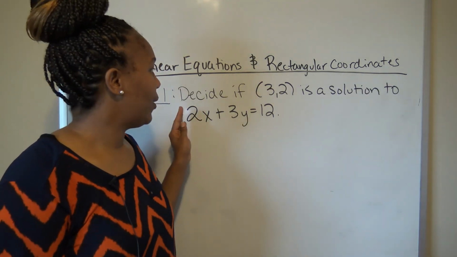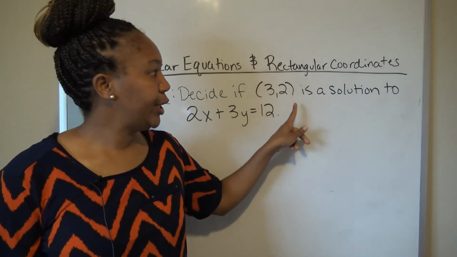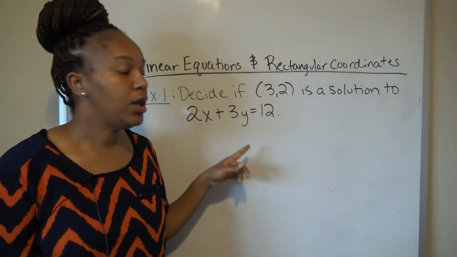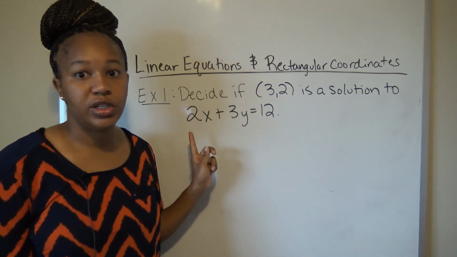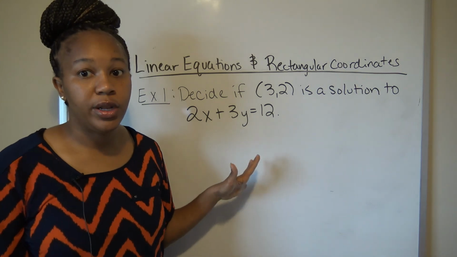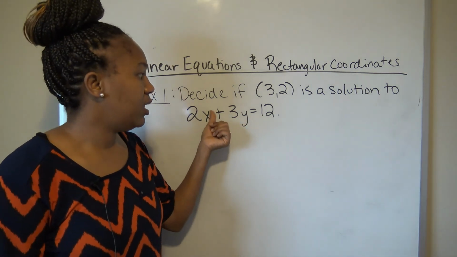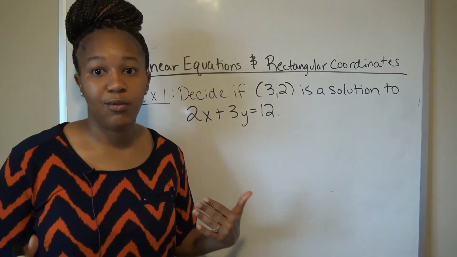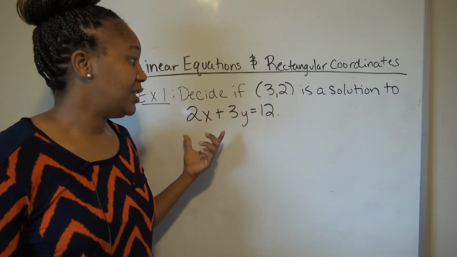For example 1, we want to decide if the ordered pair 3, 2 is a solution to the equation 2x plus 3y equal 12. So this is a linear equation. It's in the form of ax plus by equals c. But even if it wasn't in that form, you have two variables and there is no exponent on those variables, or there's an understood exponent of 1. So that means it is a linear equation.